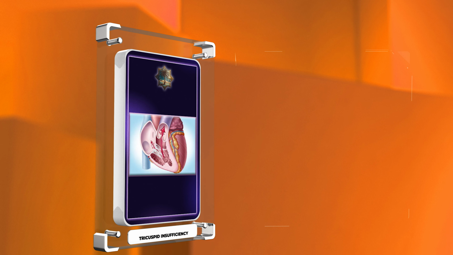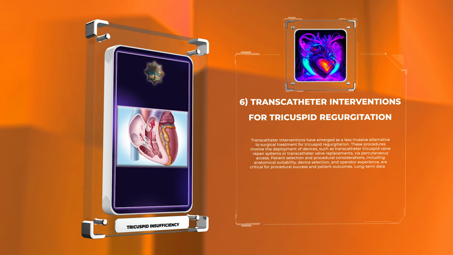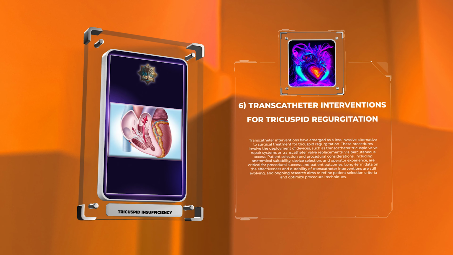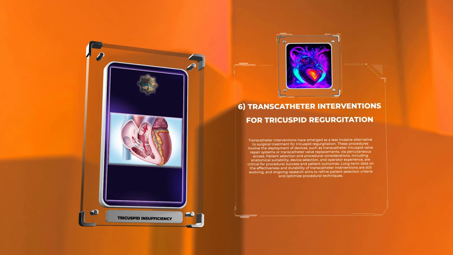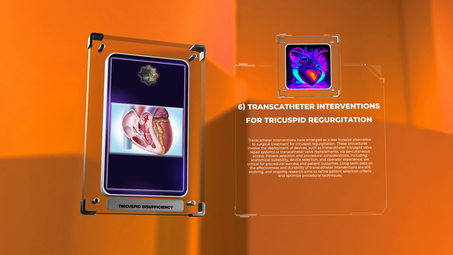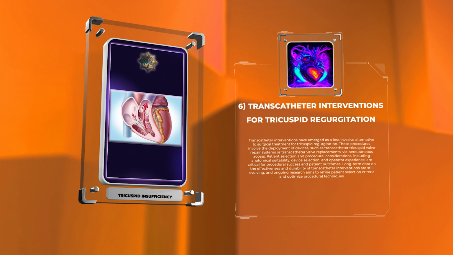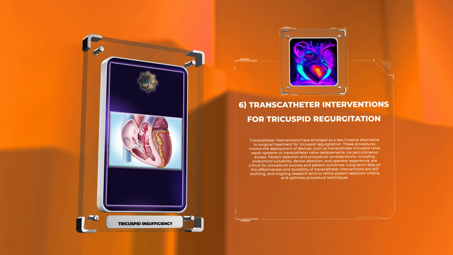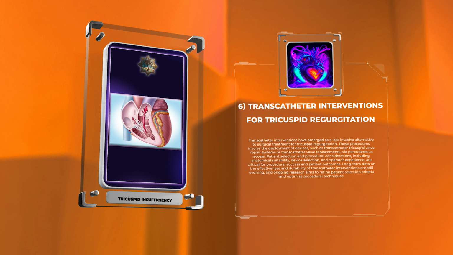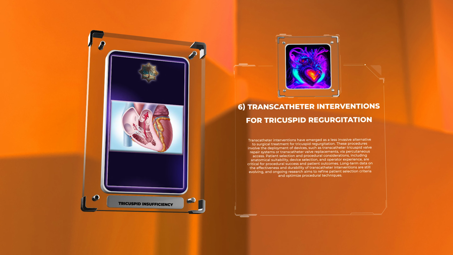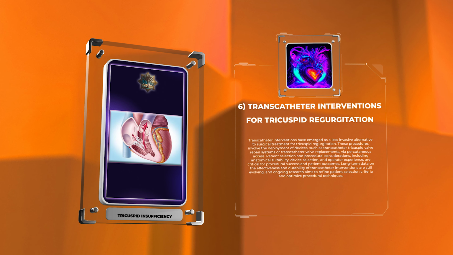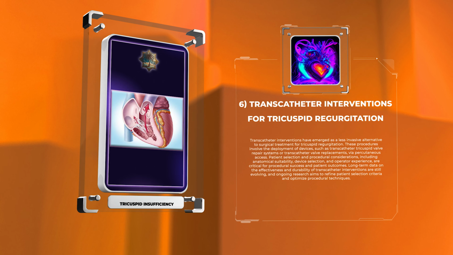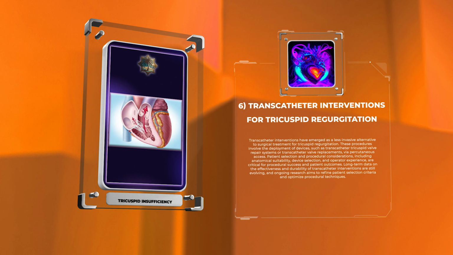Transcatheter interventions have emerged as a less invasive alternative to surgical treatment for tricuspid regurgitation. These procedures involve the deployment of devices, such as transcatheter tricuspid valve repair systems or transcatheter valve replacements, via percutaneous access. Patient selection and procedural considerations, including anatomical suitability, device selection, and operator experience, are critical for procedural success and patient outcomes. Long-term data on the effectiveness and durability of transcatheter interventions are still evolving, and ongoing research aims to refine patient selection criteria and optimize procedural techniques.